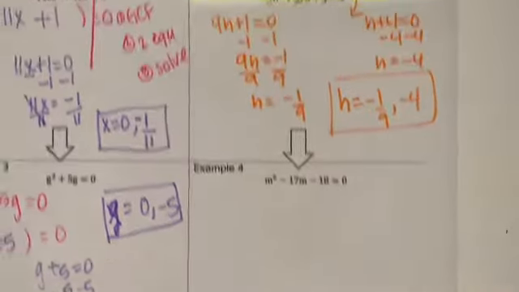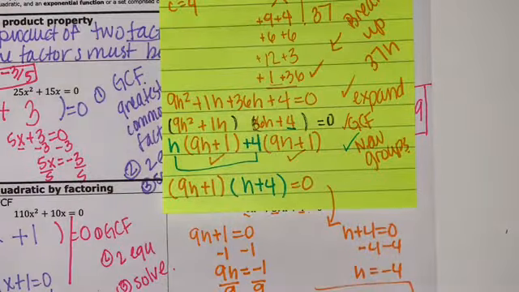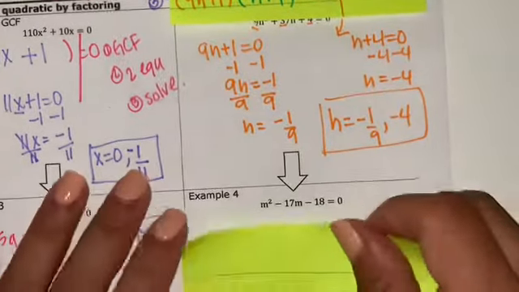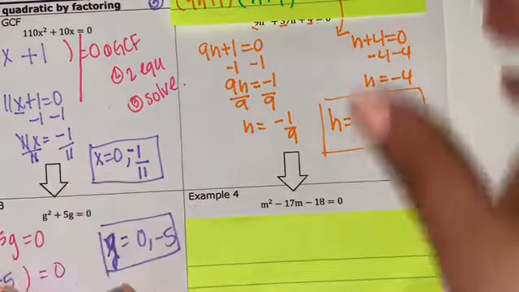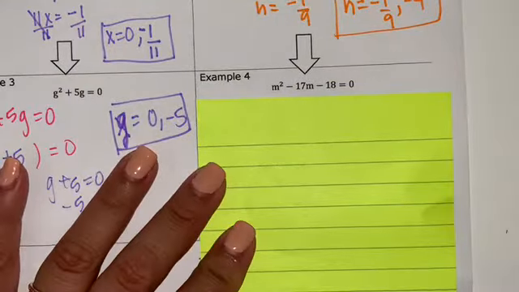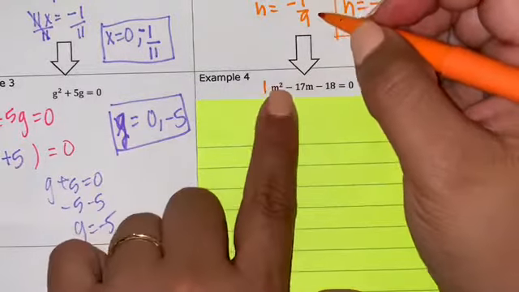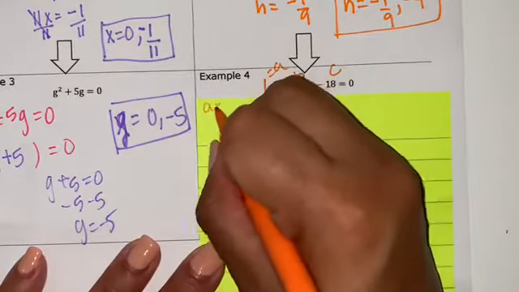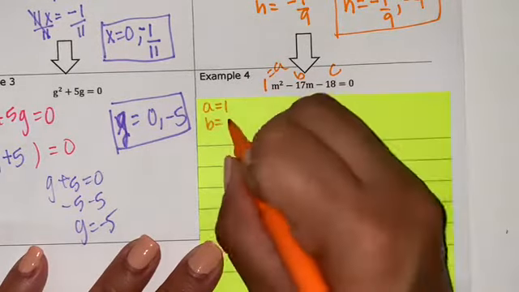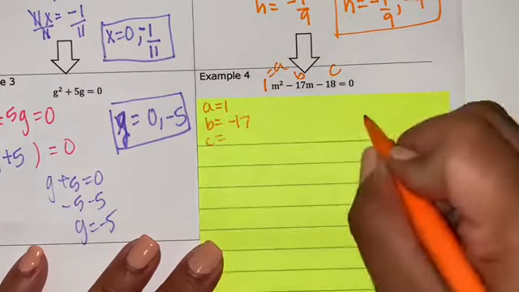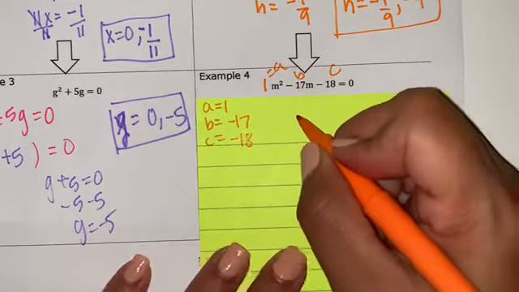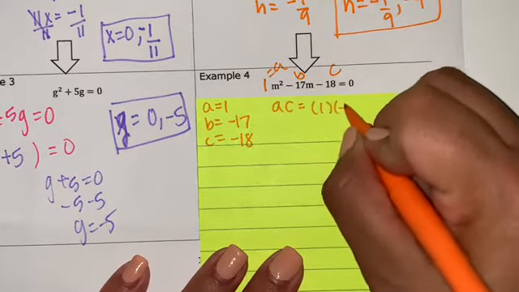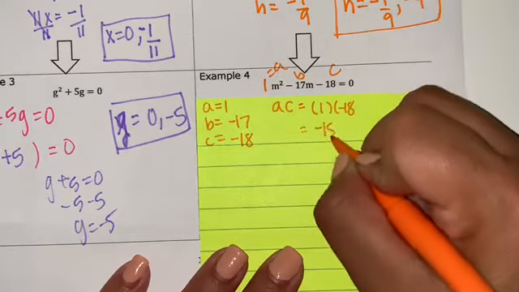Okay, so we're going to do all this work again that we did in the AC method in example number 4. So let's go ahead and do this together. All right, so if you have a 1 here, it's 1m squared, so that's going to be a, b, and c. A equals 1, B equals negative 17, and C equals negative 18. We have AC, which is multiplication of 1 times negative 18, which gives me negative 18.